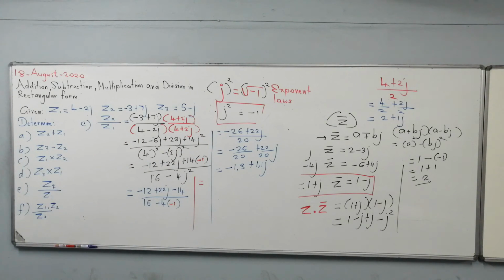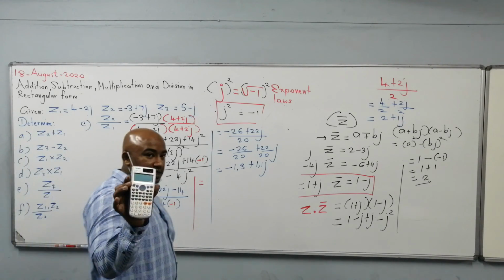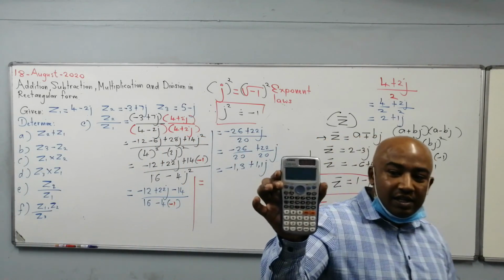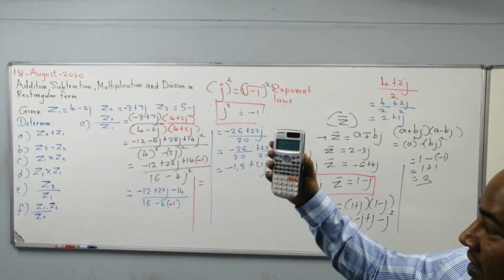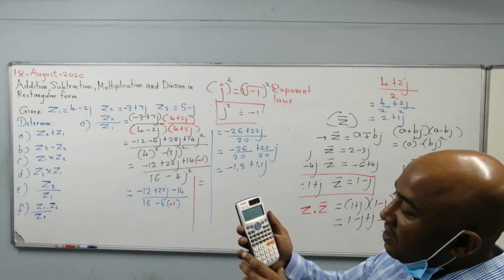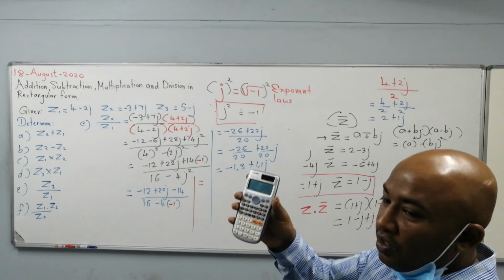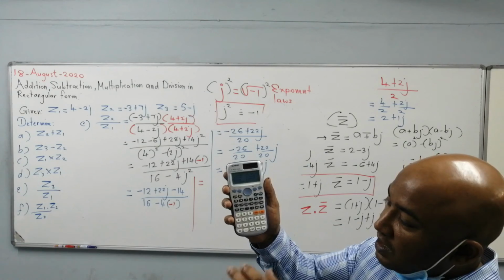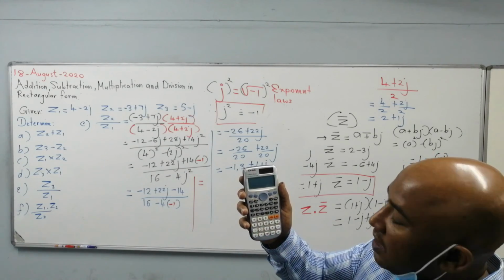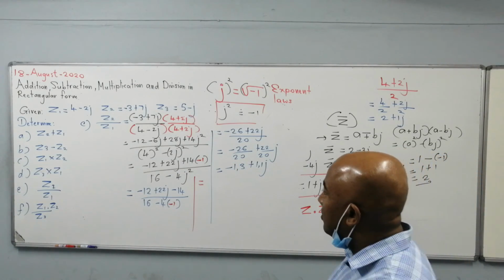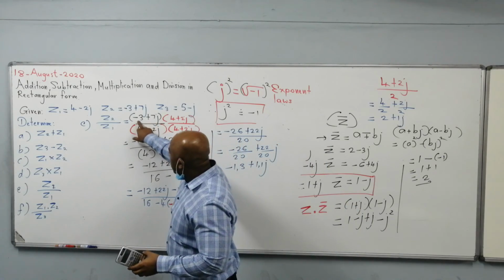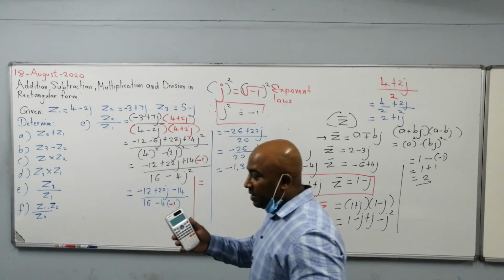Now, if you have this calculator here, it can do the division, so let's do it. If I go to mode and go to number 2, which is complex, now I can type this out. So what am I dividing here? Minus 3 plus 7j, so let me type that out.